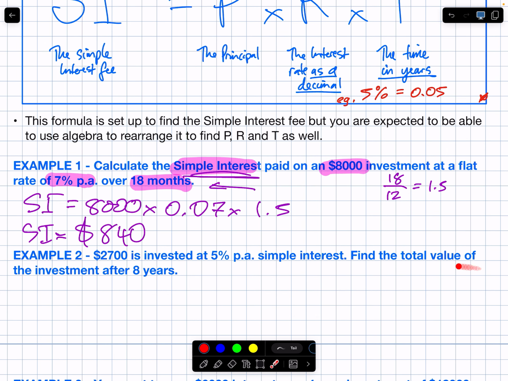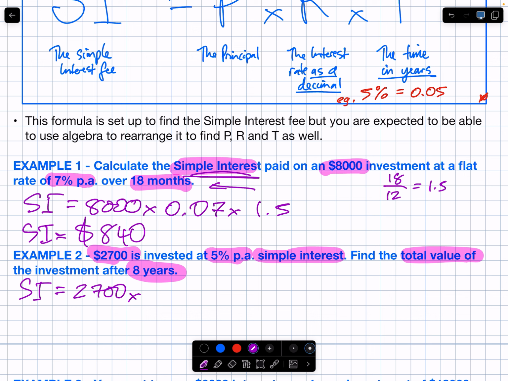Is this one here asking you to find the simple interest? Yeah, good. Even though it says find the total value, to find the total value, I need to know what the simple interest is. Okay? SI equals, is it important that it's 2,700? Is it important that it's 5%? Is it important that it's simple interest? Is it important that it's asking that I'm finding the total value of the investment after 8 years? Yes, yes, yes, yes. 2,700 is the principal.